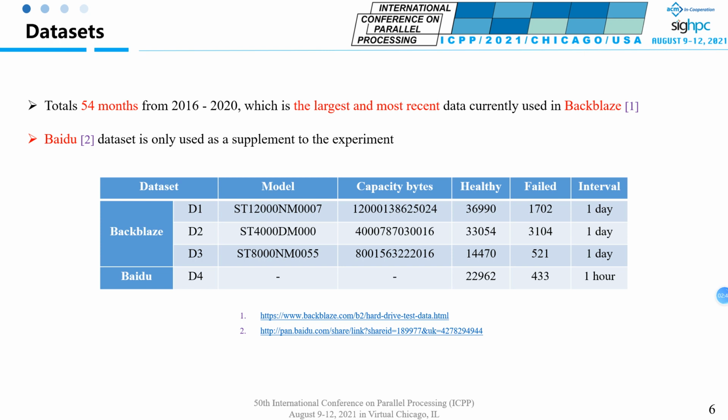The Backblaze data used in our paper totals 54 months, from 2016 to the first half of 2020, which is the largest and most recent data currently in Backblaze. The Baidu dataset contains only one disk model, and its records had been processed and are only used as a supplement to the experiment in the paper.